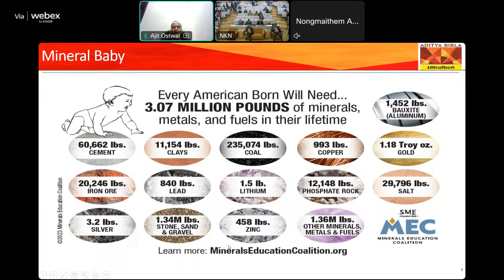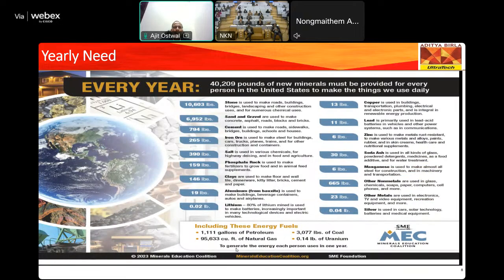This is just to give a perspective, since India is also on a growth path of becoming a 5 trillion economy, and then further moving to catch up to the developed category. So our consumption pattern in future is going to be similar to that of the USA. Similarly, in the yearly need, every year 40,209 pounds of new minerals must be provided for every person in the United States to make the things we use daily. And for cement, 794 pounds is what a person requires every year. So we also have the aspiration to reach these levels.